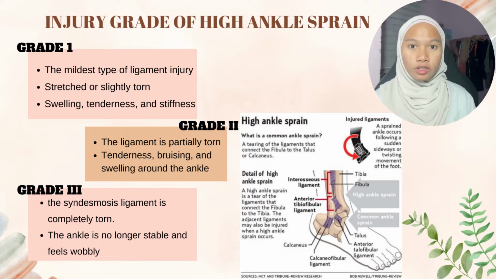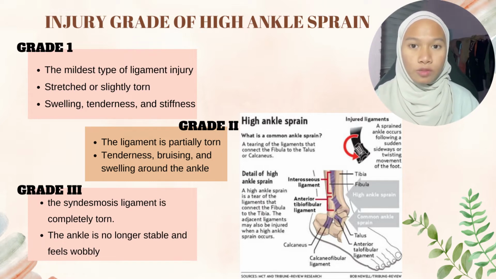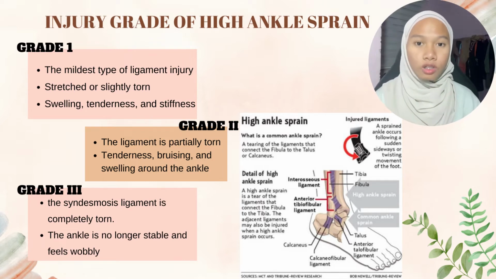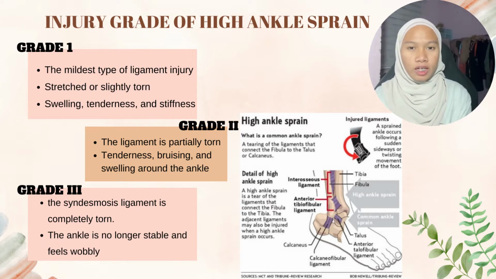Grade 2 occurs when the syndesmosis ligament is partially torn. The ankle is still somewhat stable, but walking may be painful. There is tenderness, bruising, and swelling around the ankle. Lastly, grade 3. It occurs when the syndesmosis ligament is completely torn. The ankle is no longer stable and feels wobbly. Walking is impossible or very difficult and may be accompanied by intense pain.